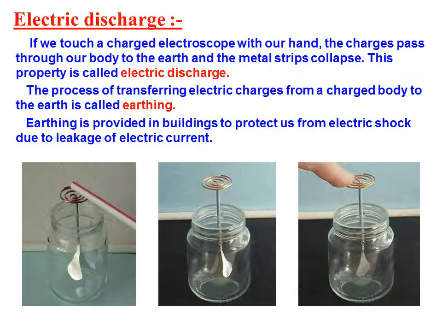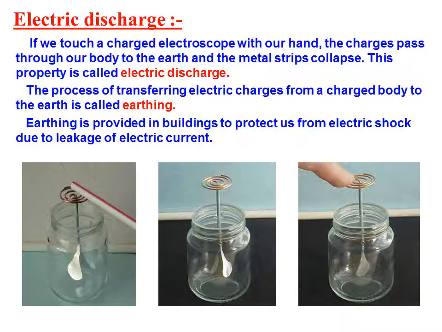The process of transferring electric charge from a charged body to the earth is called earthing. I will explain more about earthing. Earthing is provided in buildings to protect us from electric shock due to leakage of electric current. For example, sometimes if there is no earthing in the wiring of a building, what will happen?